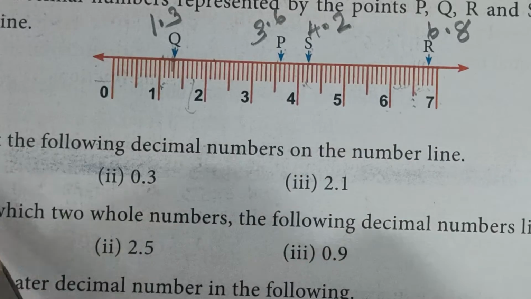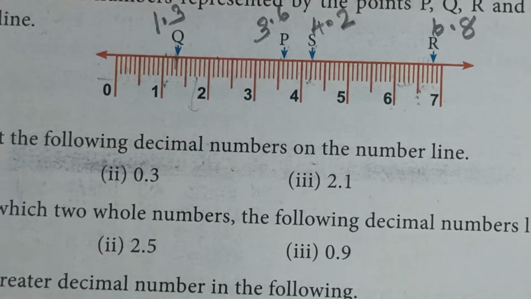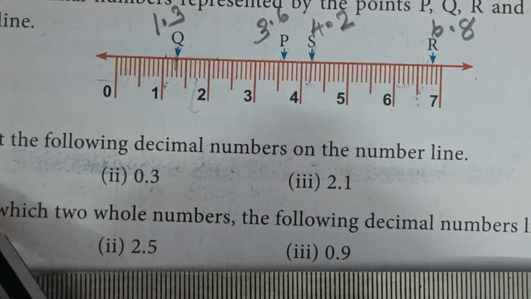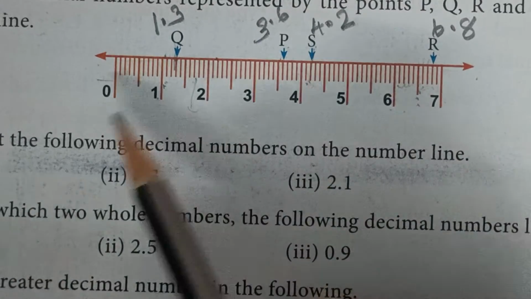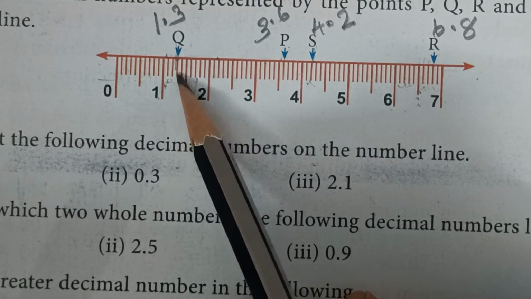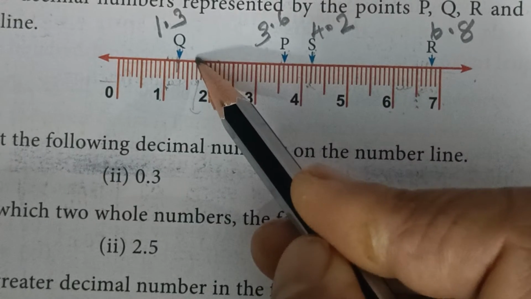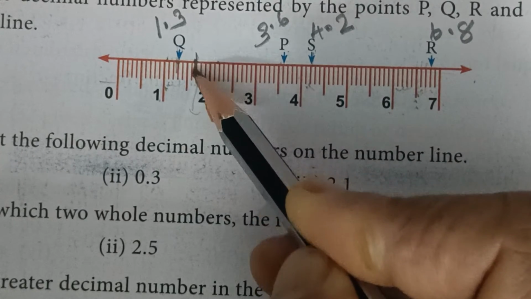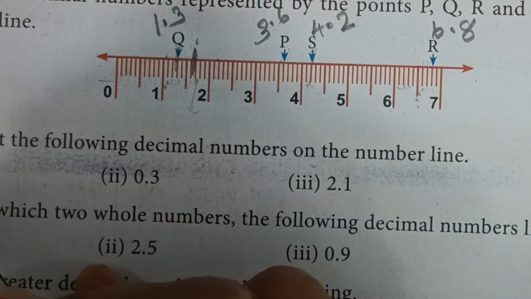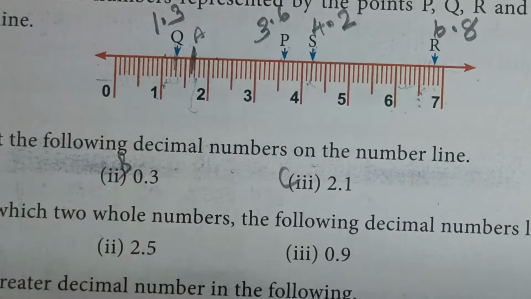Okay. Now next: represent the following decimal numbers on the number line. Where numbers are given, we have to mark them on the number line. So just draw the number line as it is given in the first question. Then 1.7: after 1, the seventh small line. After 1, 1.1, 1.2, 1.3, 1.4, 1.5, 1.6, 1.7. This is the point 1.7. We will name it by A, B and C. So the point A is 1.7.